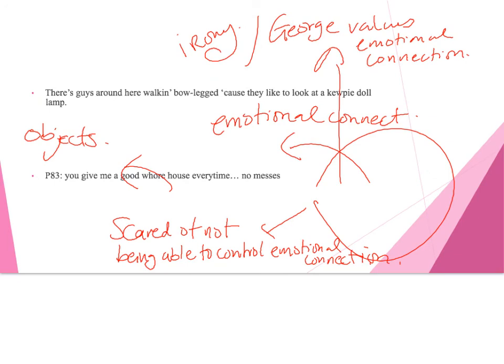Okay, still thinking about the cat house. There's guys around here walking bow-legged because they like the look at a cutie pie doll lamp, and you give me a good whore every time, no messes. Now look at what George says, you give me a good whorehouse every time, no messes. This idea about women are linked to mess. Twice he said that Curly's wife is going to cause a mess, and here he says give me a good whorehouse every time, no messes.